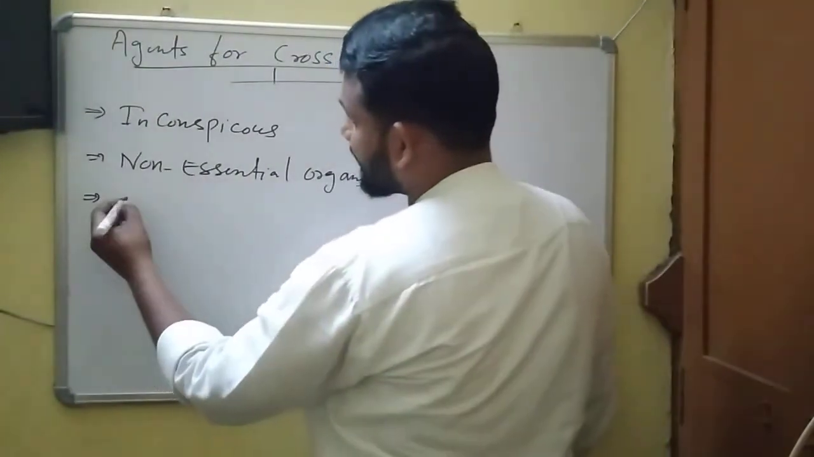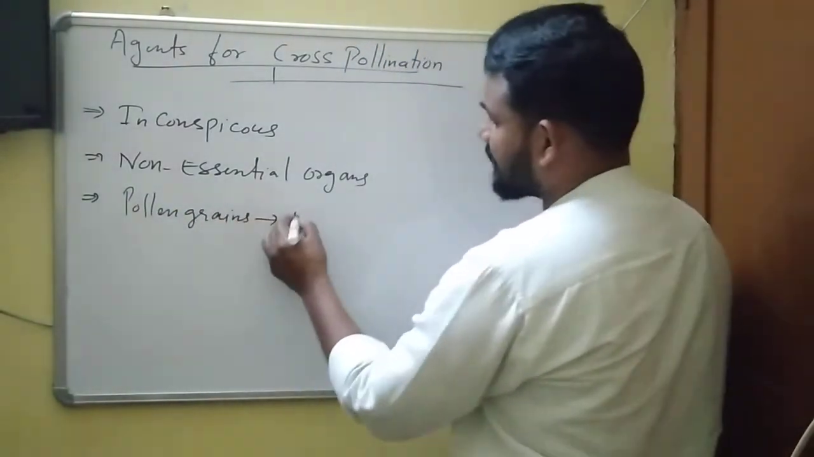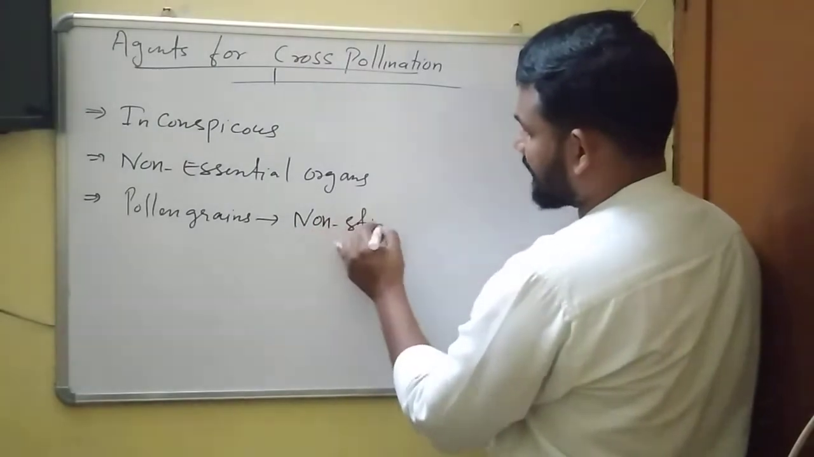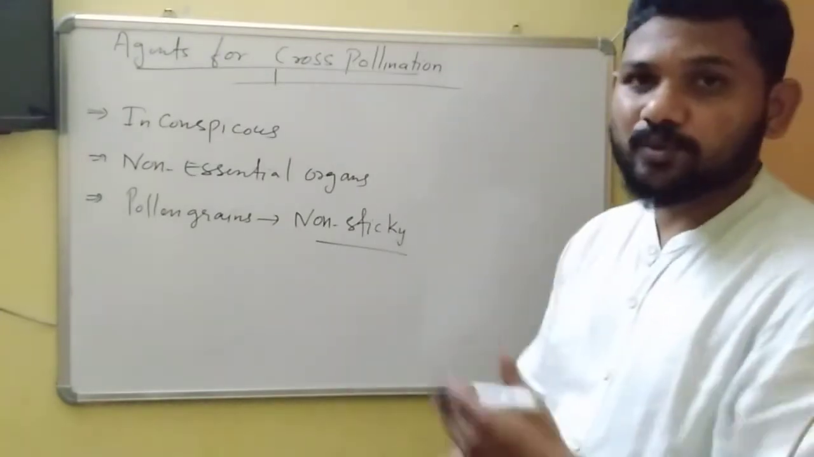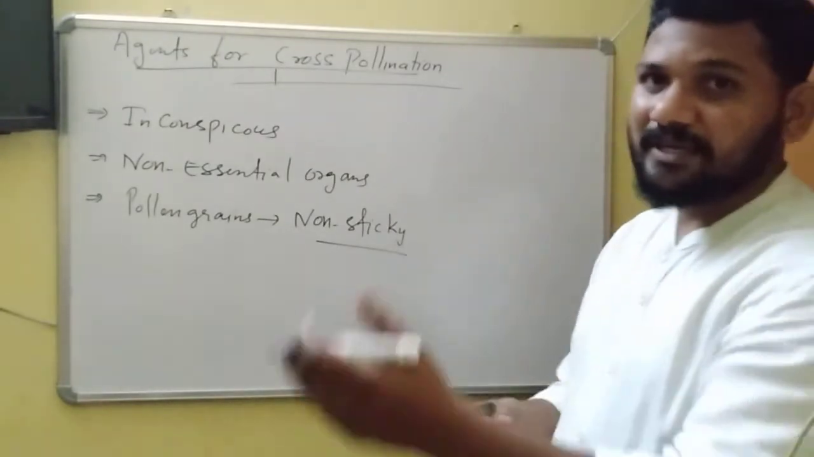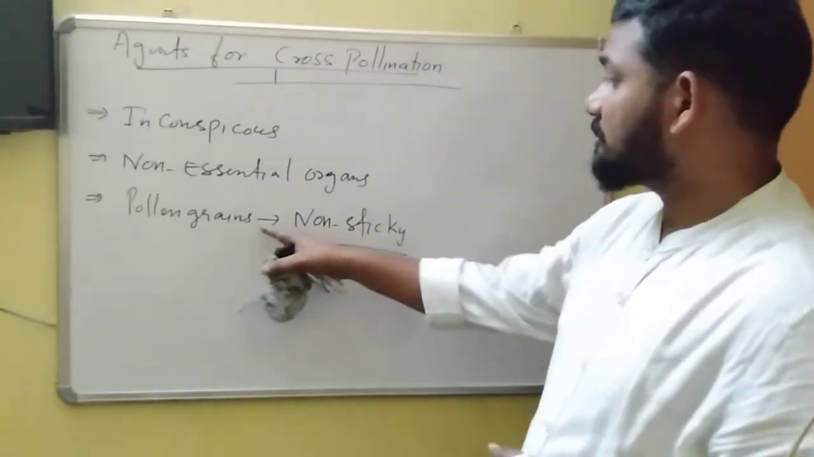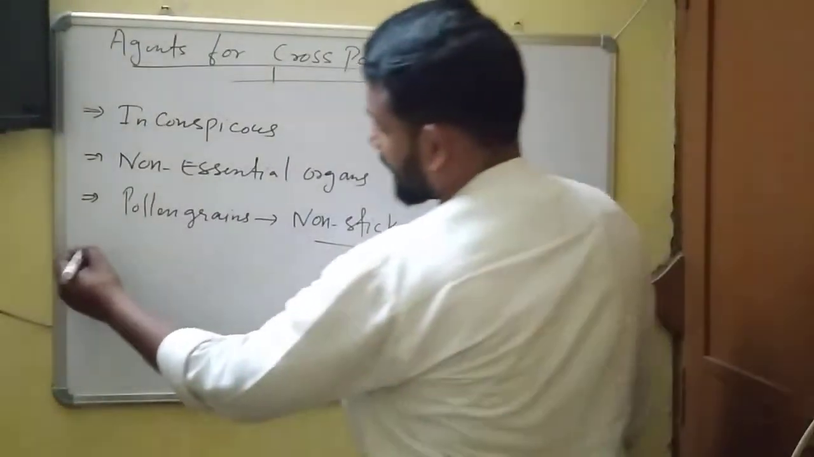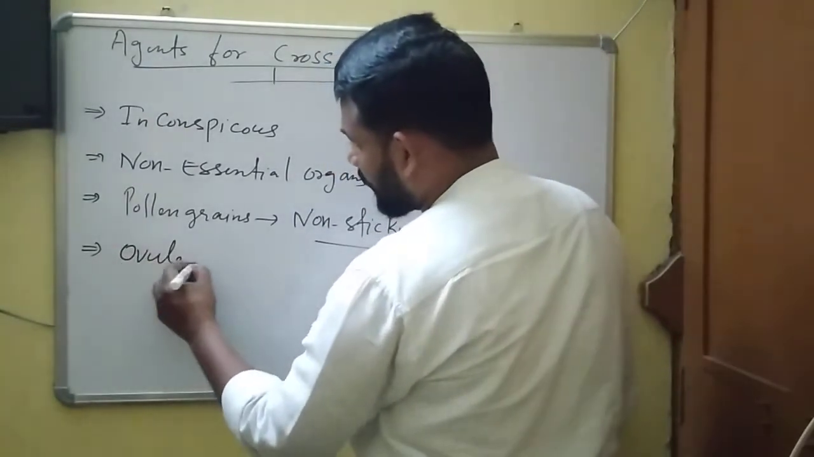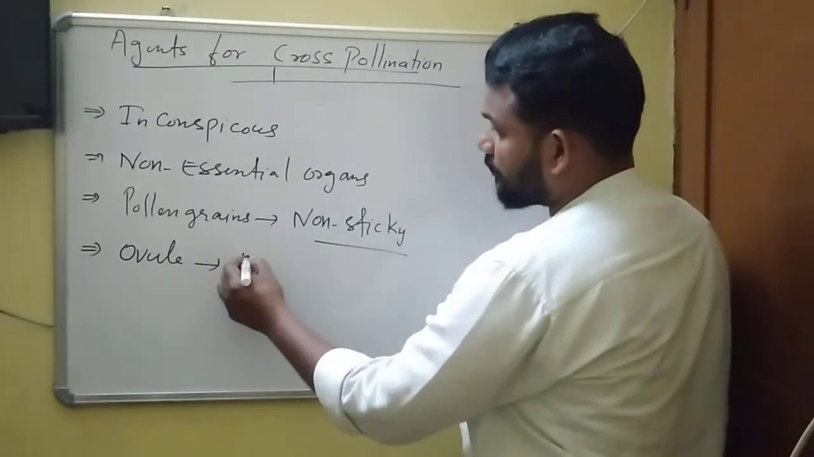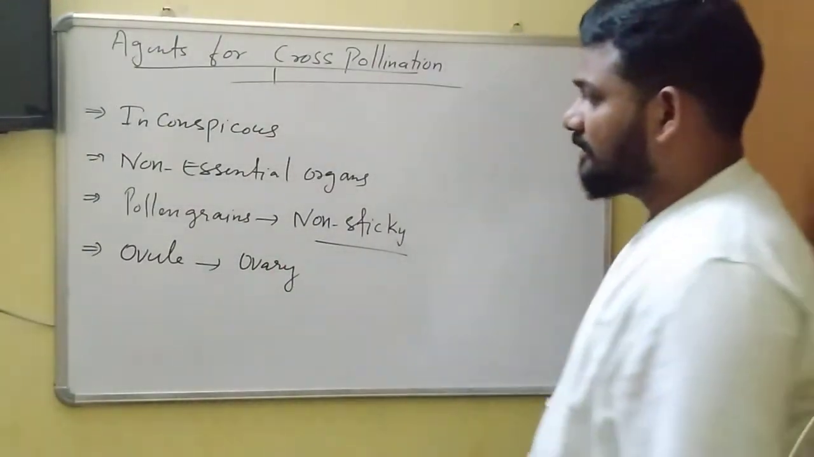And pollen grains in anemophilous flowers are usually non-sticky. Because if they are non-sticky, then they can easily move through wind currents. So pollen grains can easily move through wind currents, that's why they should be non-sticky. And only one ovule is present in the ovary.